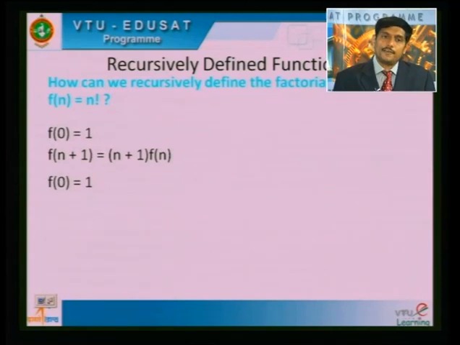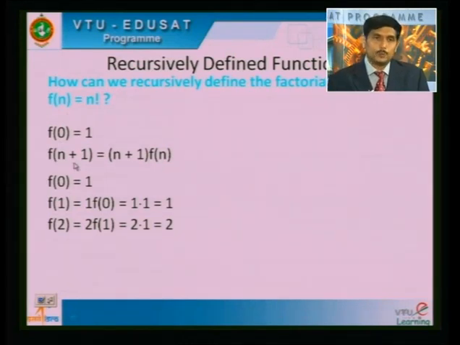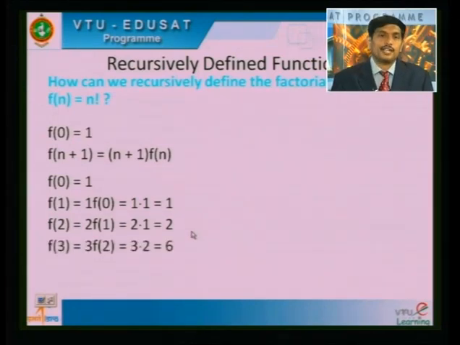Next, if you put f of 0 is equal to 1 here, then what happens to f of 1? F of 1 plus 1 is n plus 1 into f of n, put n is equal to 0 first. If you put 0, you get f of 1 is 1 into f of 0, that is also 1, you get 1. If you put n is equal to 2 here, then you get f of 2, 2 times 1, that is 2. Similarly, if you put f of 3, you get 3 times f of 2, 3 into 2 into 1 will be there, that is the recursion.